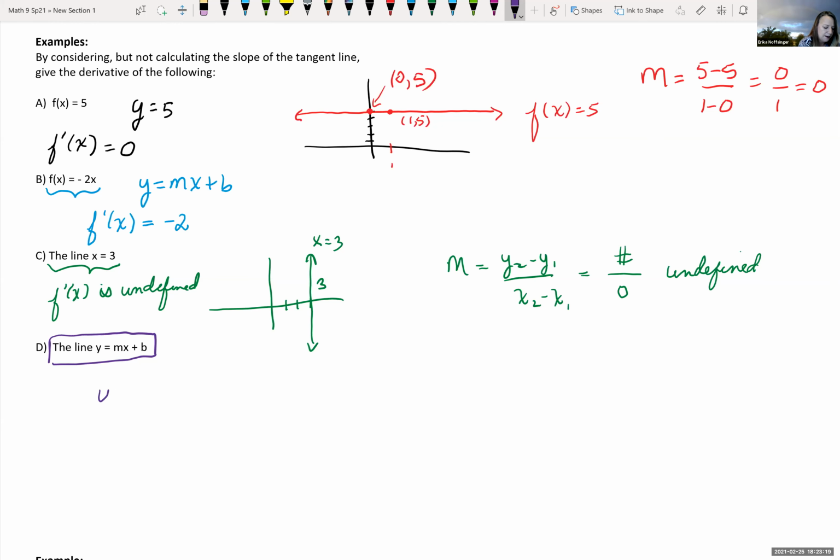And so y prime, and I'm going to get into going through the different notation for derivatives in a little bit, but this is another way to say the derivative of y. This is equal to the slope m.